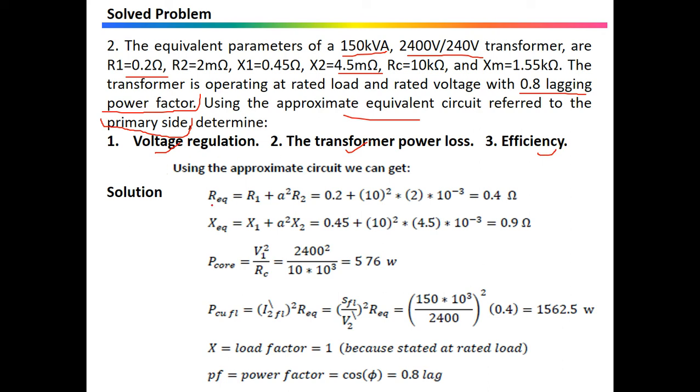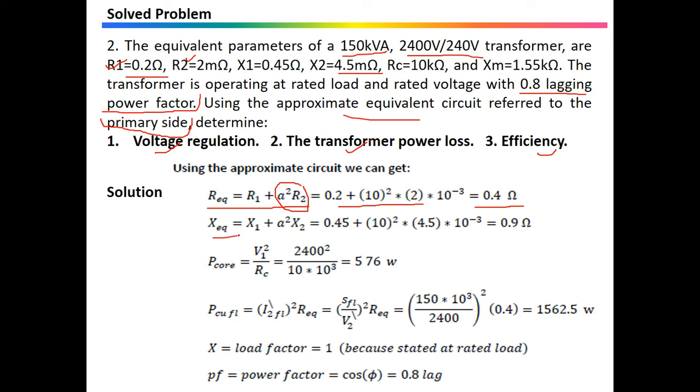And we know that the equivalent resistance when transferred to the primary side will be A square R2. So whenever R2, that is the resistance on the secondary side, is referred to the primary side, it becomes A square R2. The value of R1 which is given to us is 0.2, and the value of R2 which is given to us is 2 milliohm. So we have to convert it to ohm and solve it. In that case, the equivalent resistance on the primary side is 0.4.